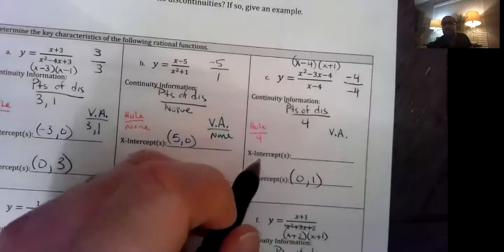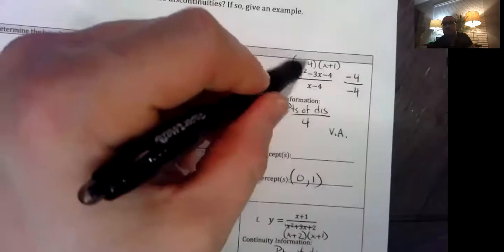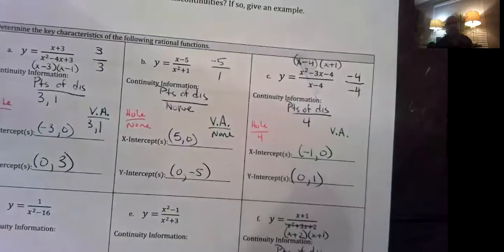The x-intercept, again, what we're looking for is after it's reduced. So these are no longer here, and it's just the x plus 1. So the x-intercept would be -1, 0.